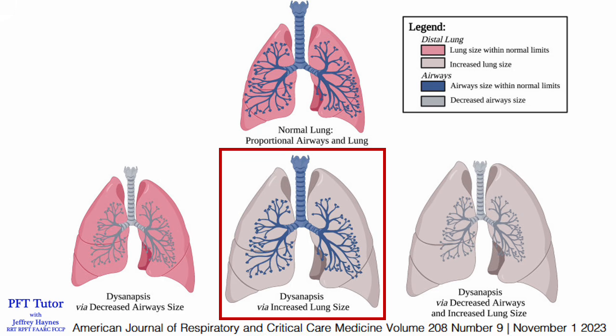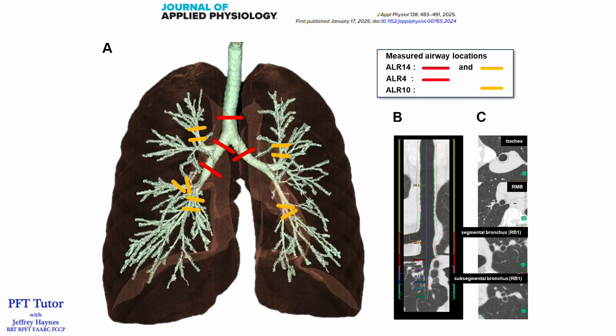So if you have this type of dysanapsis, it's just going to take you longer to exhale your lung volume through normal-sized airways, giving the appearance of airflow obstruction. Let me make a case for my theory. This is a study published in the Journal of Applied Physiology where they measured dysanapsis with CT and tried to see if spirometry could identify the dysanapsis.